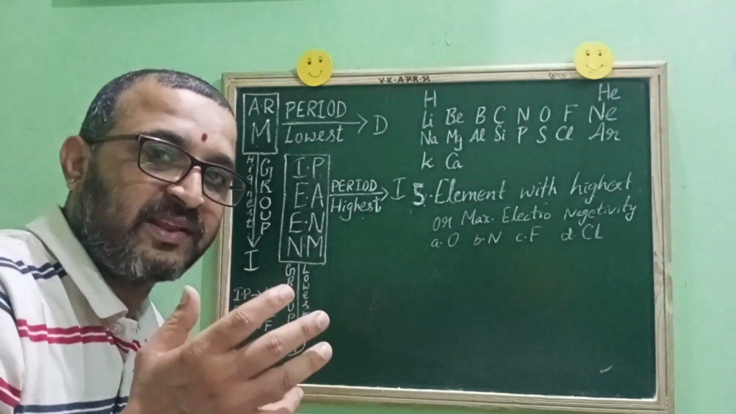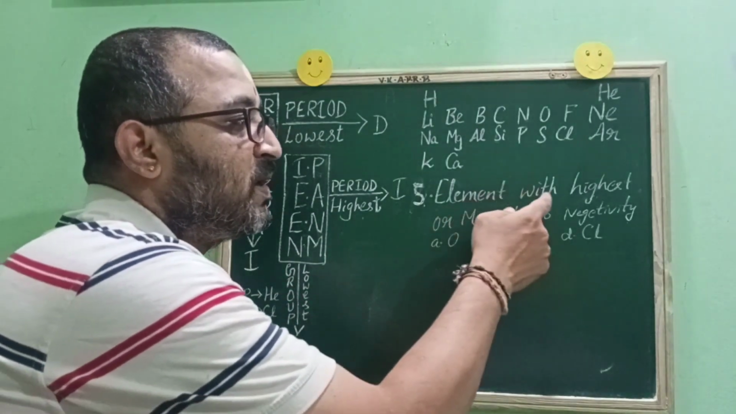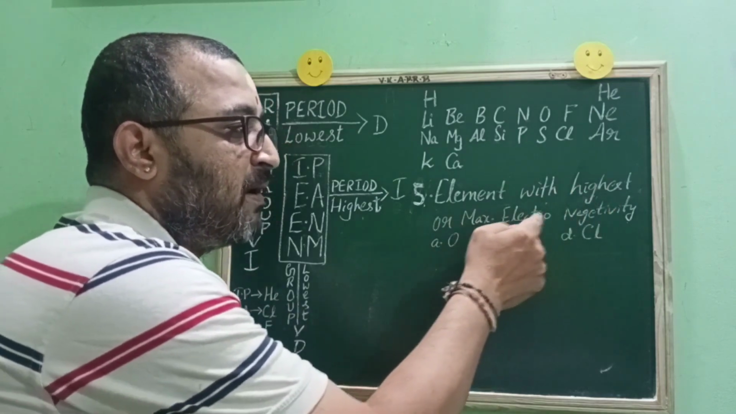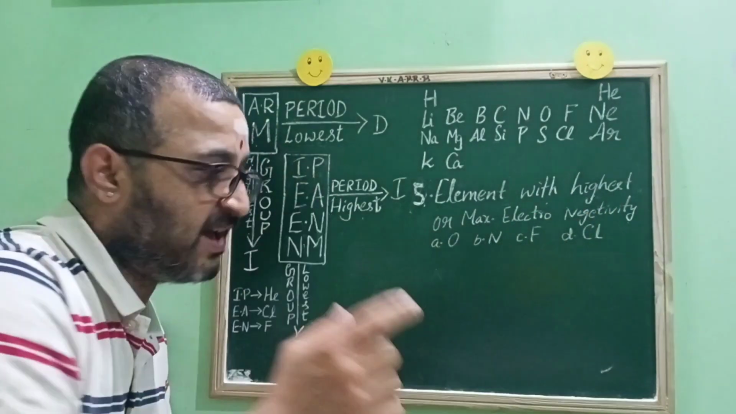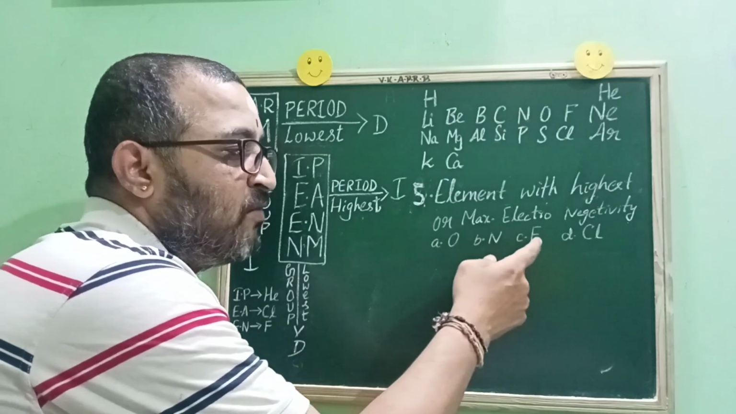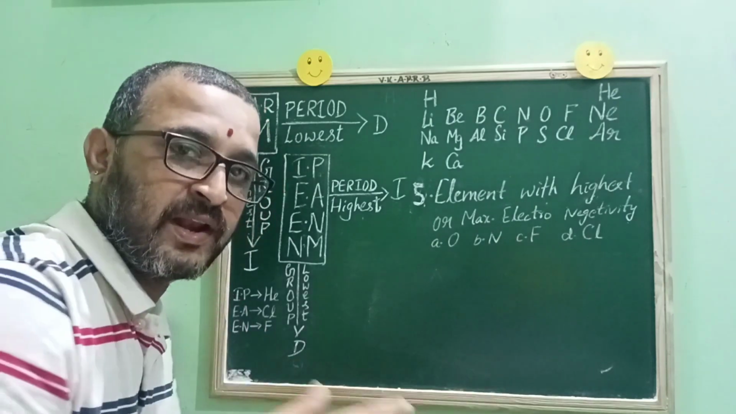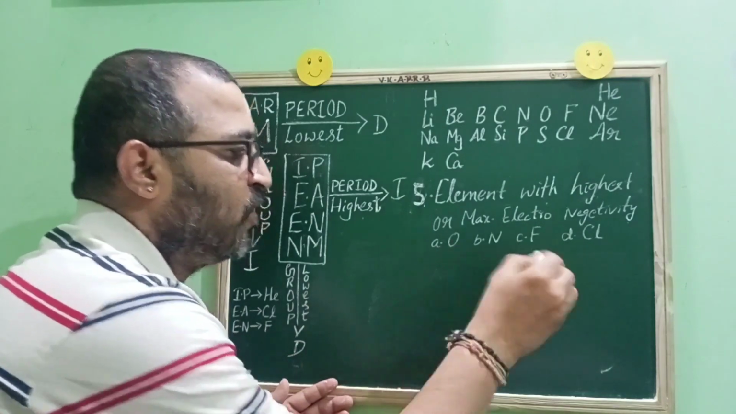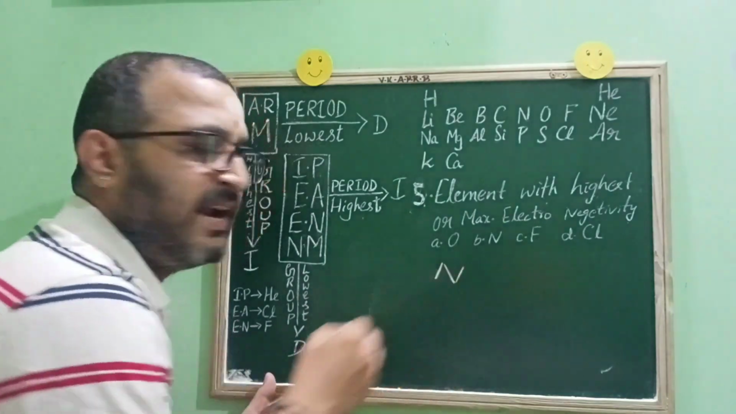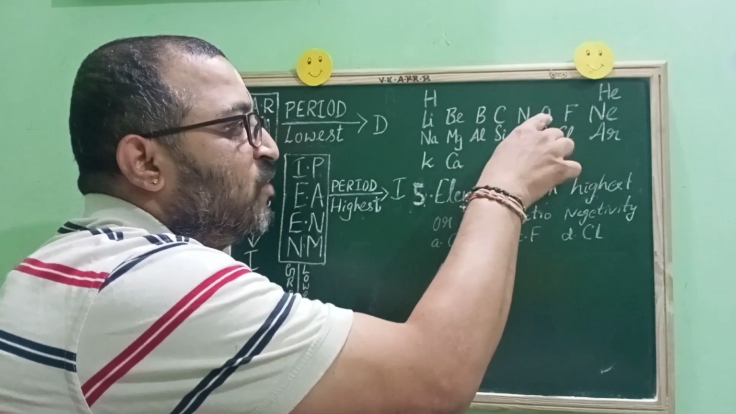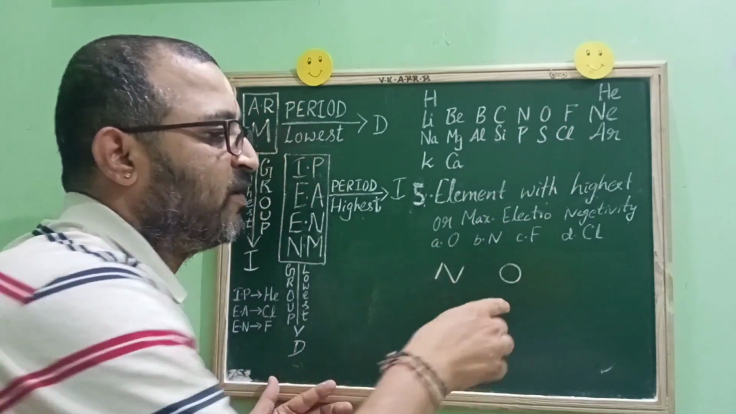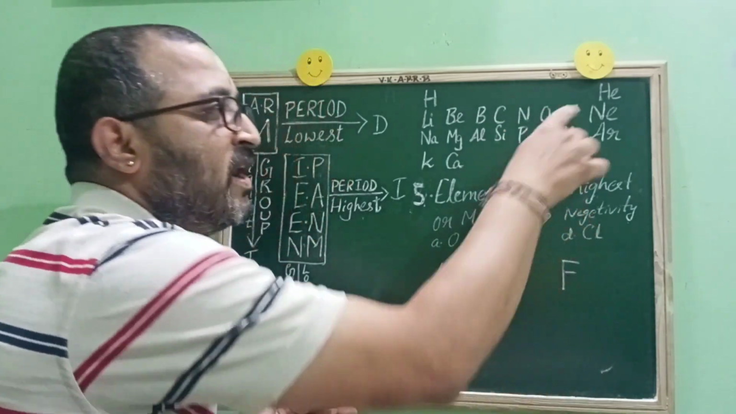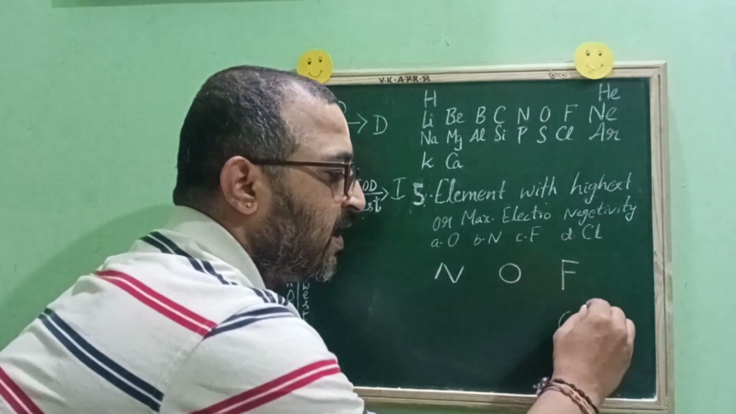Okay, children, coming to the next question. Element with highest or maximum electronegativity. The options are oxygen, nitrogen, fluorine and chlorine. Okay, children, we'll arrange this one very fast. So when we arrange this, the nitrogen will come first and then what will we get, children? Yes, you're right, oxygen, then fluorine. Below fluorine what will you get?